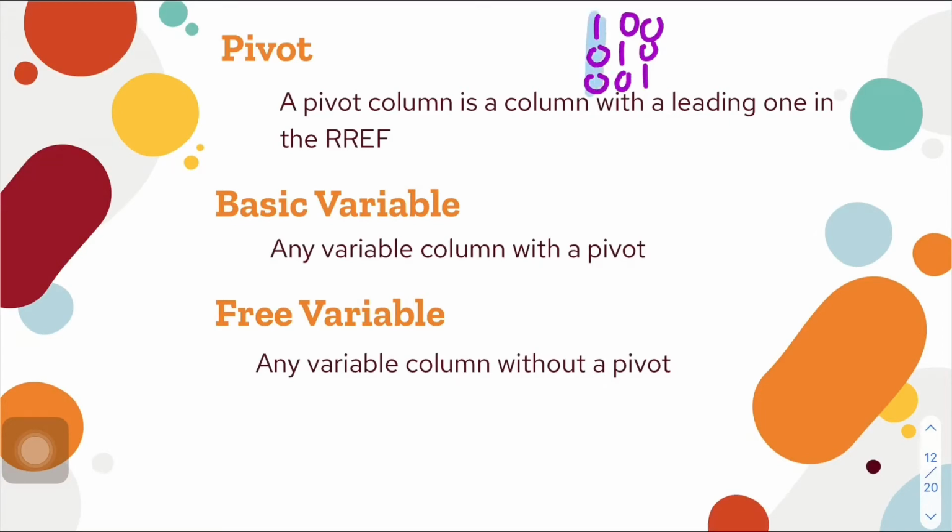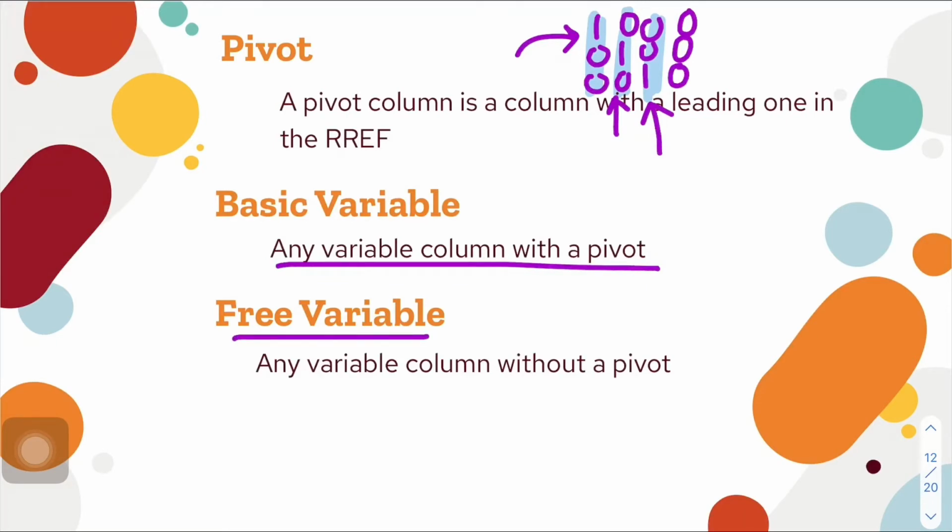Well, this is a pivot column. This is also a pivot column, and this is also a pivot column because it has a leading 1. So a basic variable is any variable column with a pivot. So x1, x2, and x3 in this case are all basic variables. They have a pivot. But let's say you had another variable like x4. It doesn't have a pivot, which means in this case, x4 is a free variable.